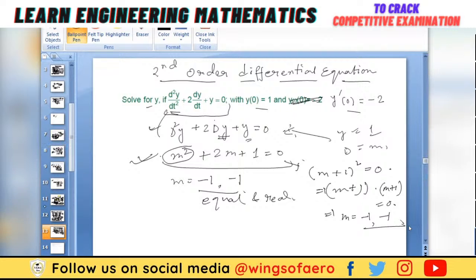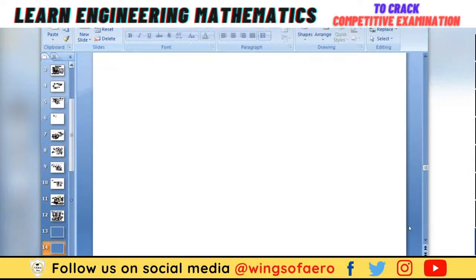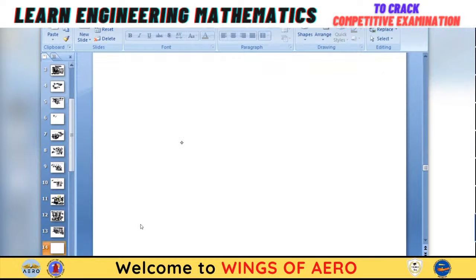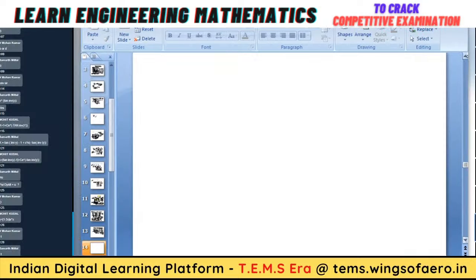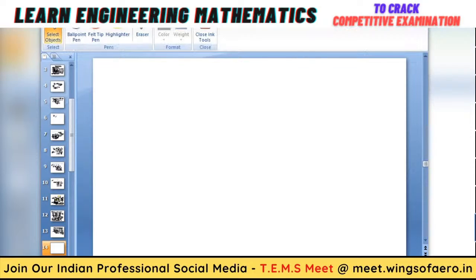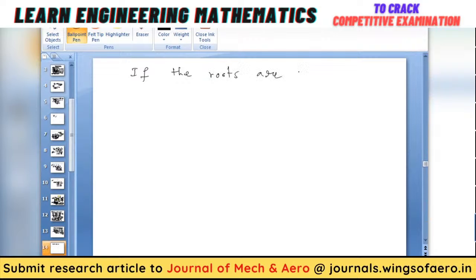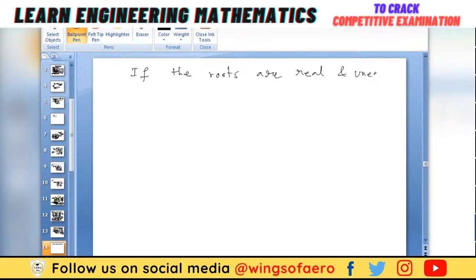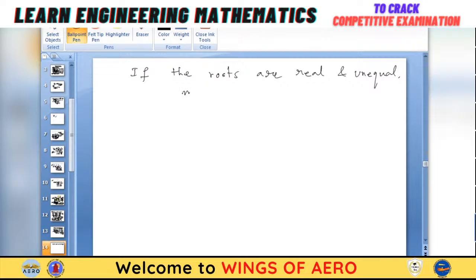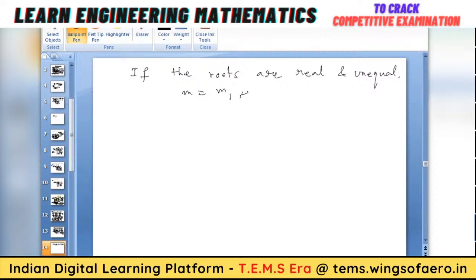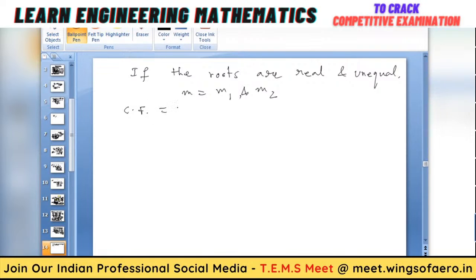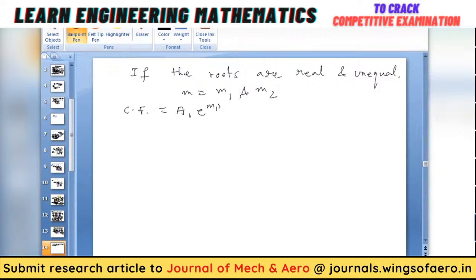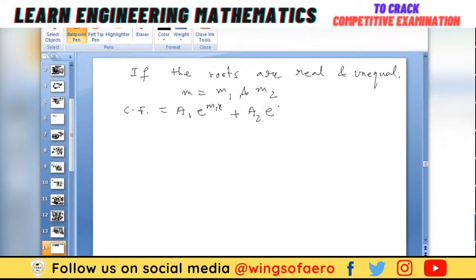Okay, I am writing the conditions. The first condition is, if the roots are real and unequal. Real and unequal means suppose m is equal to m1 and m2, real and unequal, then the solution, which is called the complementary function, CF equals a1 e to the power m1x plus a2 e to the power m2x. This is one.